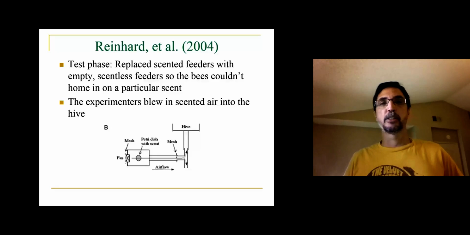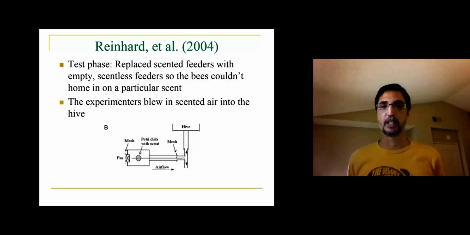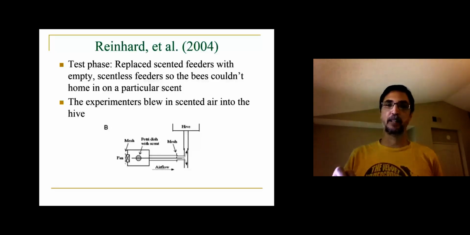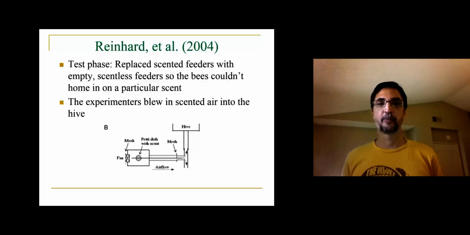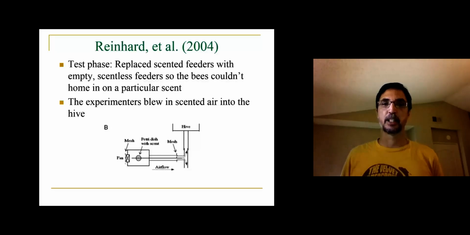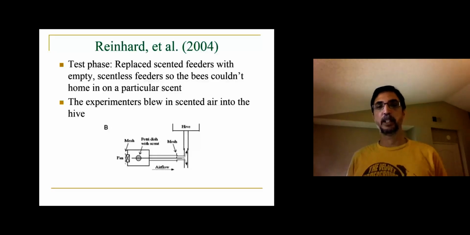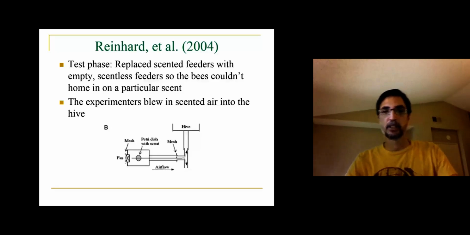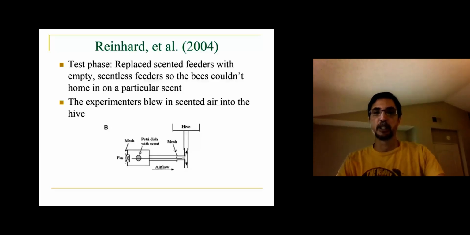So the setup is described in the figure below. You have the hive on the right. You have a tube that connects the hive to the device here that has a petri dish with a scent. And then they can blow air in with a fan over this petri dish so that the scent gets transmitted to the hive.